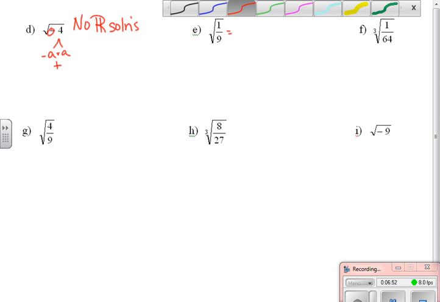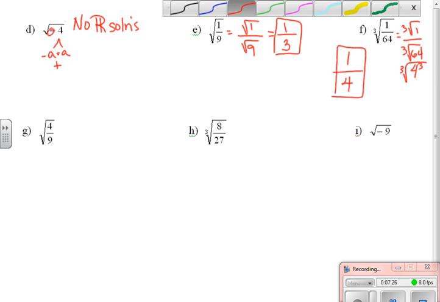Now fractions, we have a cool property that says I can split it, and I can take the square root of the numerator over the square root of the denominator. So the square root of 1 is 1. The square root of 9 is 3. And so that's all there is to that. Cube roots, I can do the same thing. The cube root of 1 over the cube root of 64. If you're using your table, you know that 64 is 4 cubed. So I have the cube root of 1 is 1. The cube root of 4 cubed is 4. You can test this by raising 1/4 to the 3rd power, and you'll get 1 over 64. Here, I have the square root of 4 over the square root of 9, which is 2 over 3.